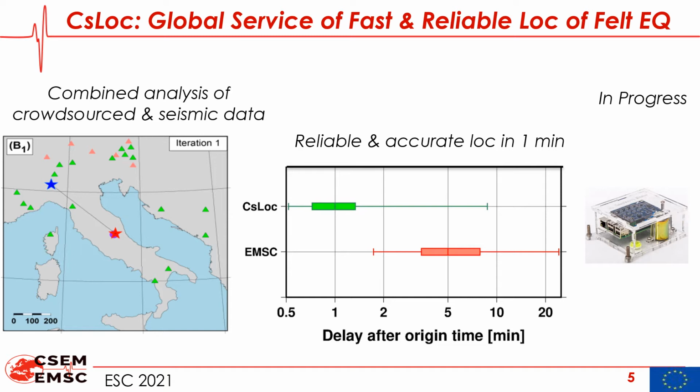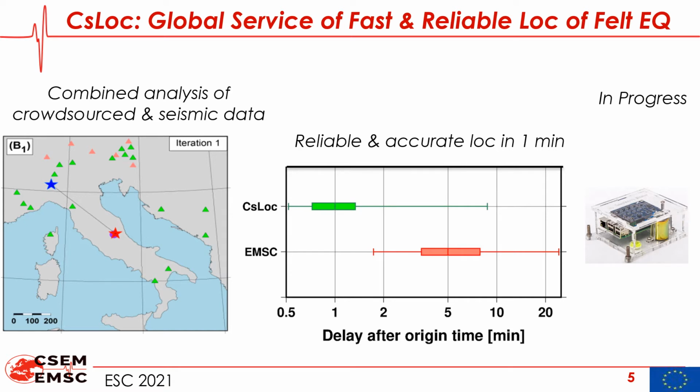We have developed a method called CSLoc, for crowd-seeded seismic location, which is the combined analysis of crowdsourced and seismic data for very fast and accurate seismic location at global scale within typically 1 minute. So when you have a crowdsourced detection, you have a location. Here it is represented on the left by the blue star. You use this location to select the stations, in triangles, which may have recorded the earthquake. You use the time of this crowdsourced detection to extract the proper time window.